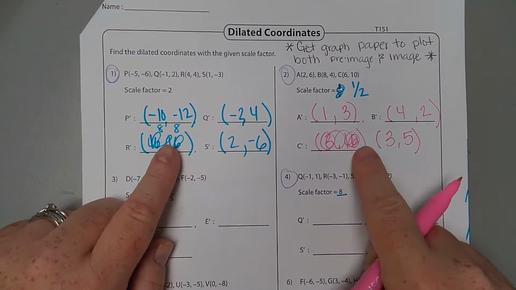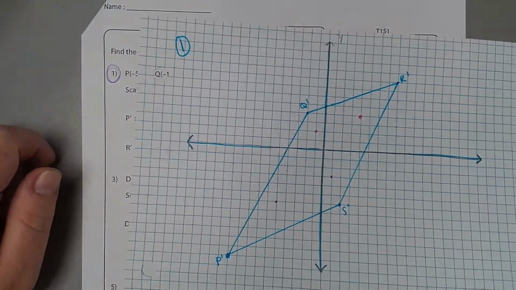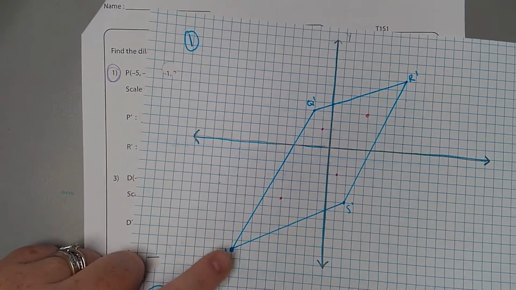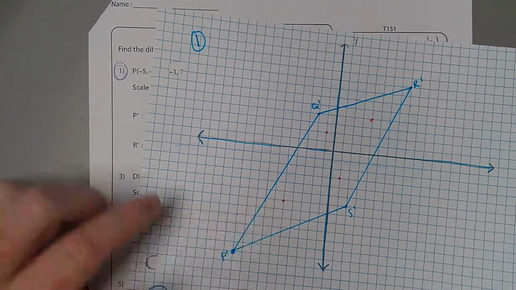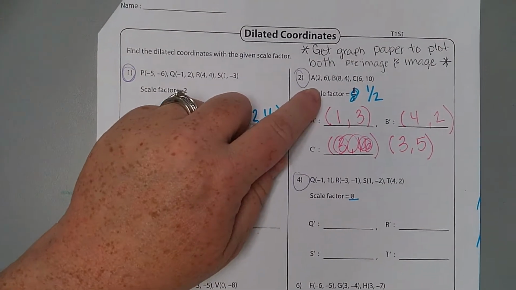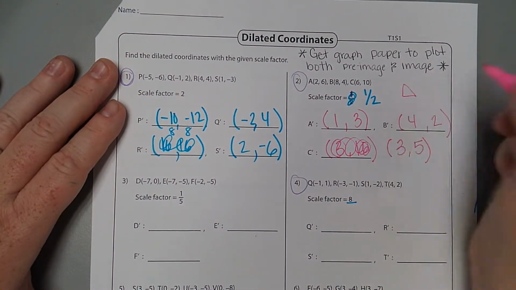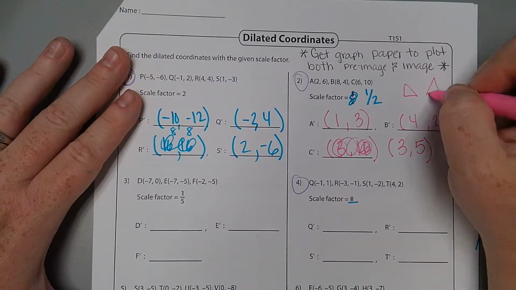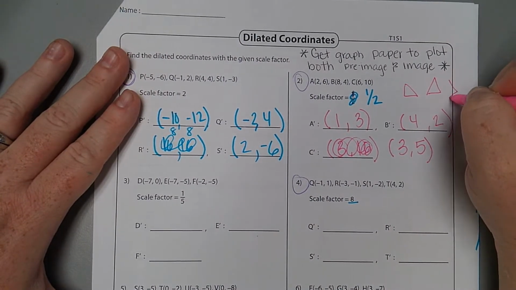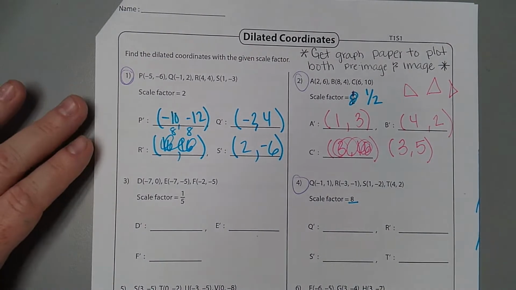Remember, these two needed to be graphed. I started. These are my scale factor points, and these are my original. Number 2, I have not graphed yet, but you should graph it. There are 3 points, so it should be a triangle of some sort. I'm not sure what way the triangle goes. Some sort of triangle. There's 3 points. That means you're making a triangle.